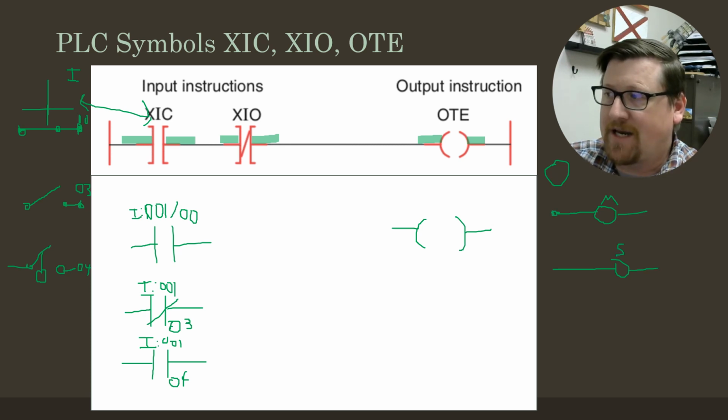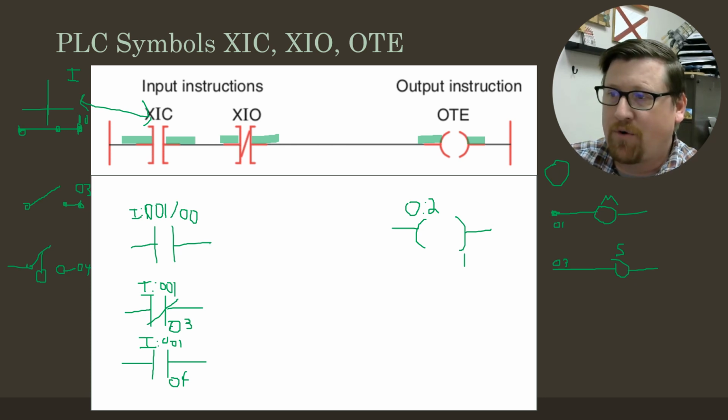And those are going to be tied in to O1, O2, O3 on the outputs in the output module. So our output energized is going to have a name, something like O:2/1, for an output that's going to that motor.